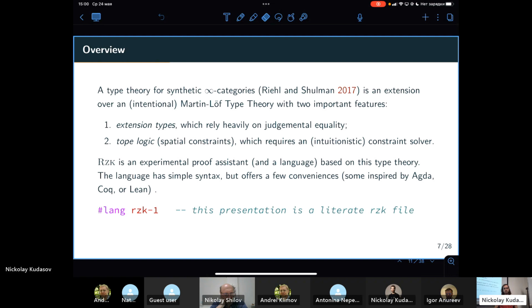Okay, so if someone is familiar with homotopy type theory, in homotopy type theory, a type corresponds to an infinity groupoid, which is basically a category where all arrows are invertible.